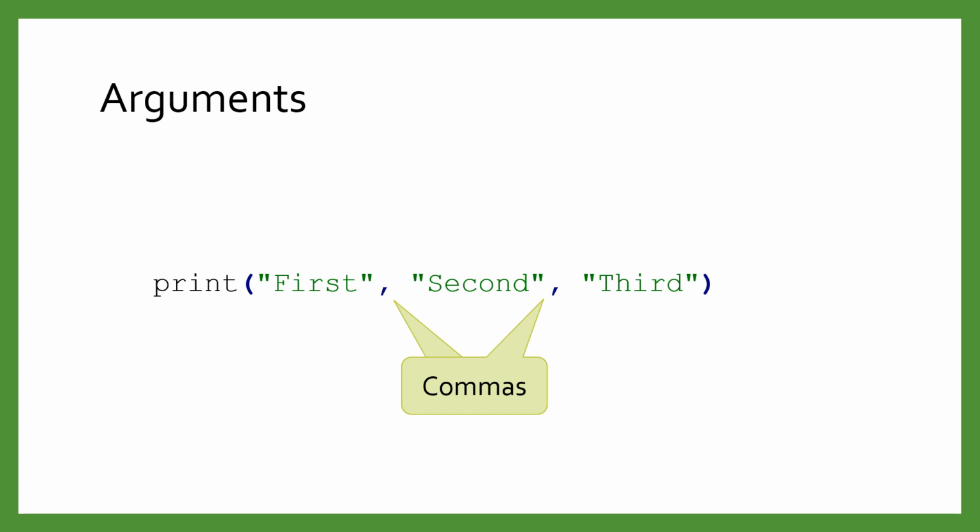An important part of functions are arguments. Arguments are values that are given to functions that affect the behavior of the function. Arguments for a function are placed inside the parentheses, and each one is separated by a comma. We say that these arguments are being passed to the function.